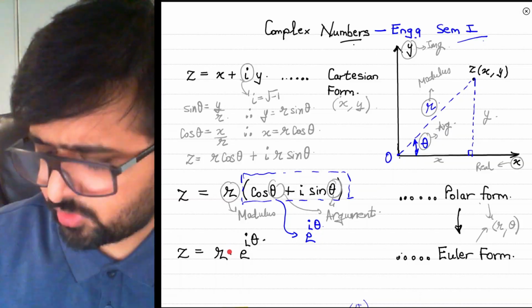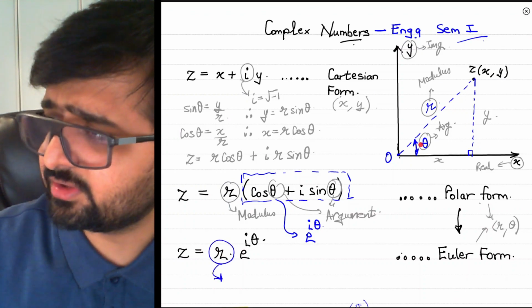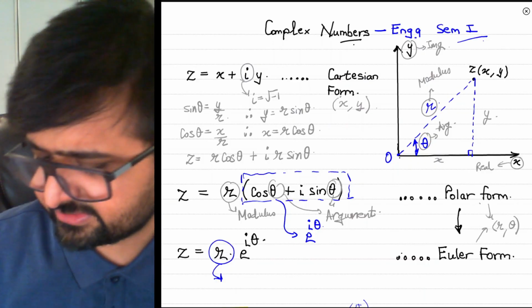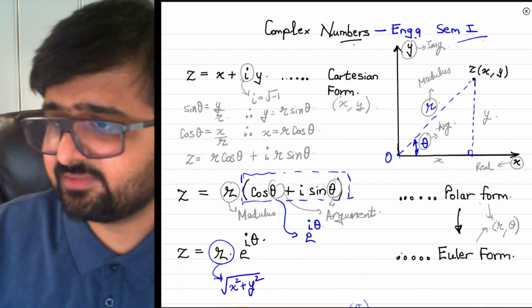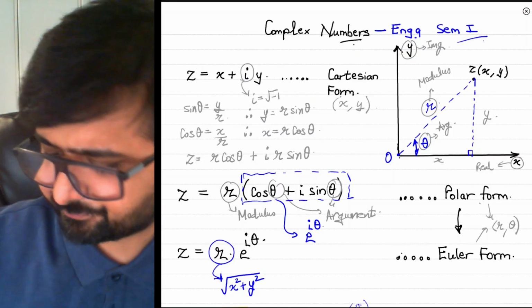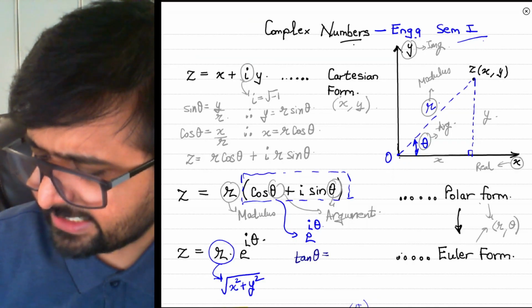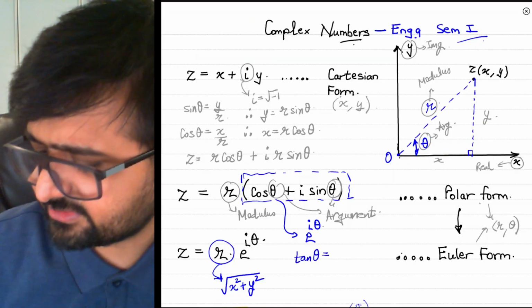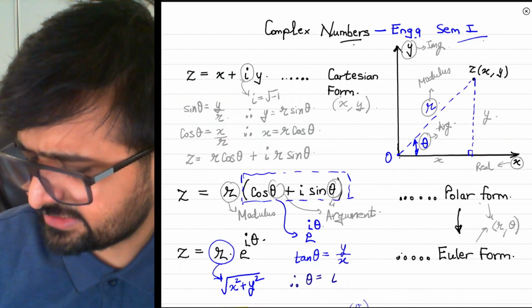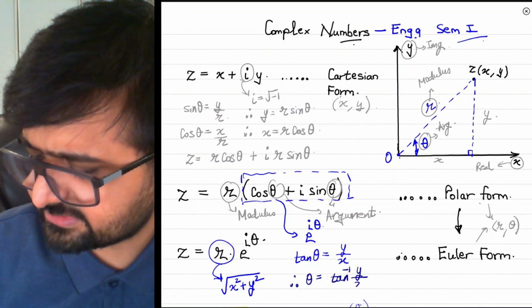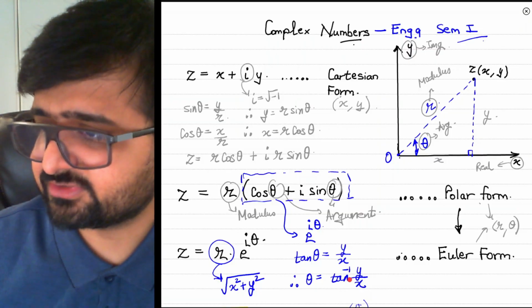So that r, which is the modulus, if you try to calculate it from this triangle, you see that based on Pythagoras theorem, r is nothing but the square root of x squared plus y squared. And in this triangle, if you calculate tan theta, which is opposite upon adjacent, tan theta is y over x. Therefore, theta is tan inverse of y over x. Okay, theta or argument is tan inverse of y over x.